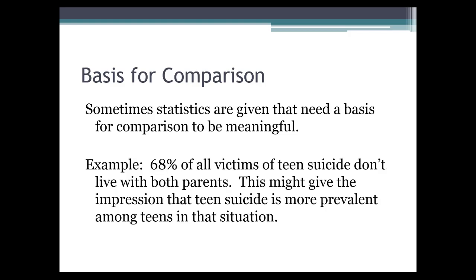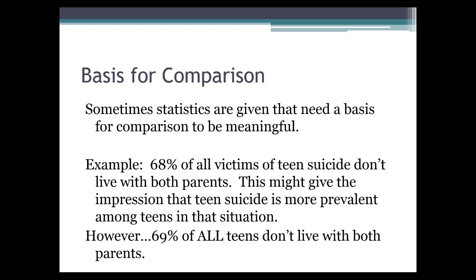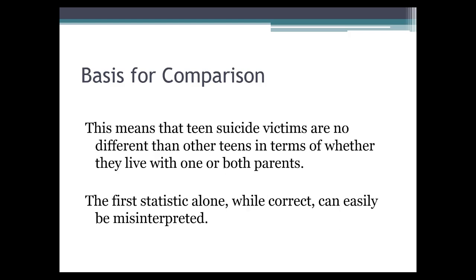So here's the example that I did read one time. 68% of all teens who commit suicide come from a broken home. So they don't live with both of their parents. This sounds like a high percentage, and it might give the impression that having parents who are divorced would lead teens to commit suicide. However, it's also true that almost exactly the same percentage of all teens come from broken homes. In other words, they don't live with both of their parents. So what that tells us is that teens who commit suicide, in terms of whether they live with both of their parents or not, are the same as other teens. So that first statistic alone, that 68%, is correct, but it can be misleading.